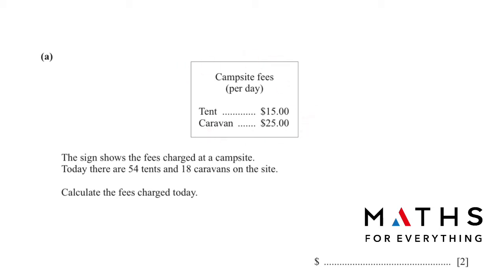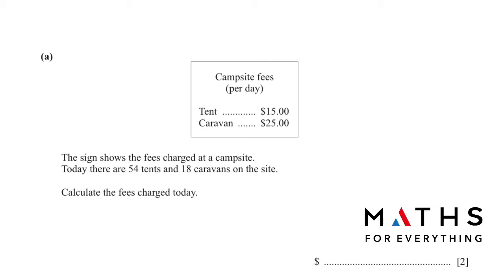There's a sign here, campsite fees per day. The cost of a tent per day is $15 and of a caravan $25. Today there are 54 tents and 18 caravans on this site. Calculate the fees charged today.